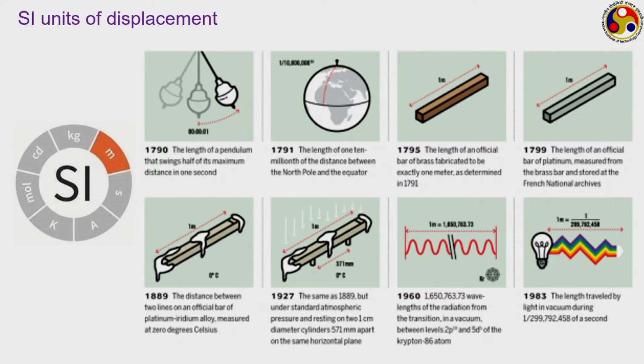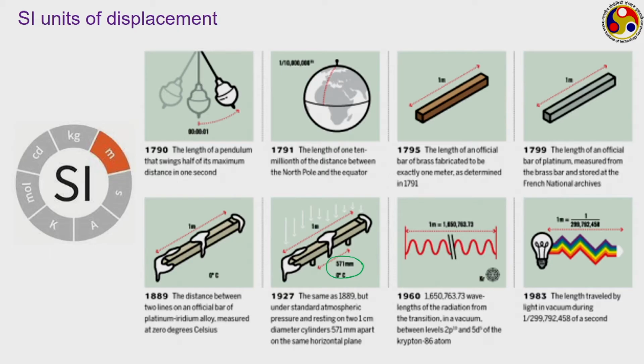In 1927, the previous standard was slightly modified. The bar remained the same, and the standard atmospheric condition was still maintained at 0 degree Celsius. However, now the bar was allowed to rest on 2 cylinders of 1 centimeter diameter, each of which was 571 millimeter apart from the other. But in all these cases, particularly starting from that brass bar, you can find that the standards that we are defining are not absolute standards, truly speaking.